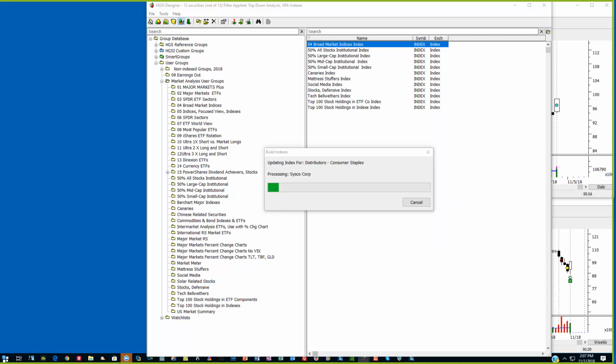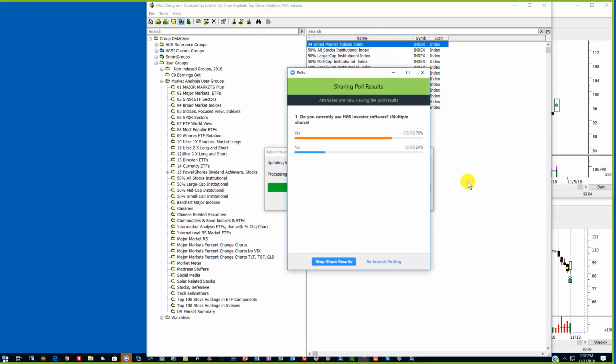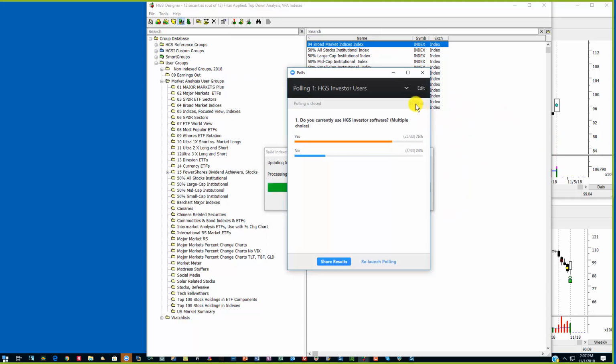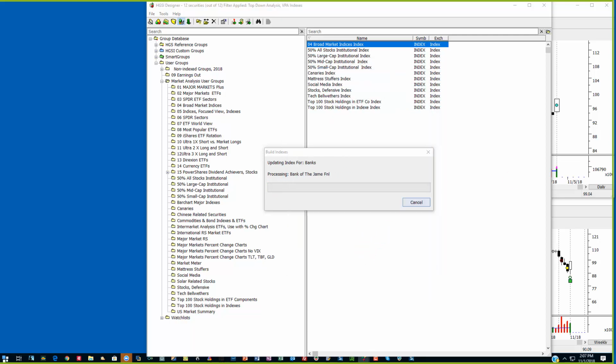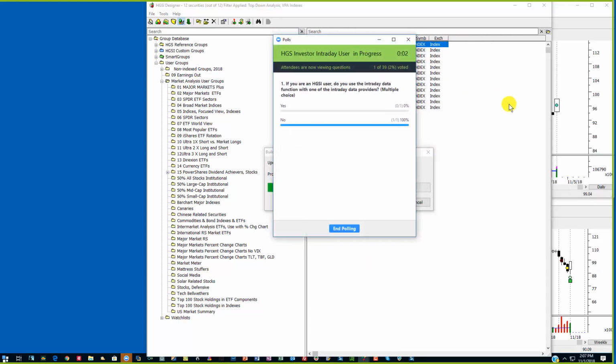And let's see if I share the results, what happens here? I guess the same information I had before. I haven't used this polling before. Okay. If you are an HGSI user, do you use the intraday data? Well, let me launch the polling and get it over here.